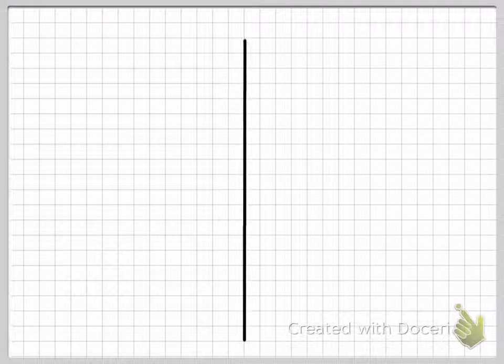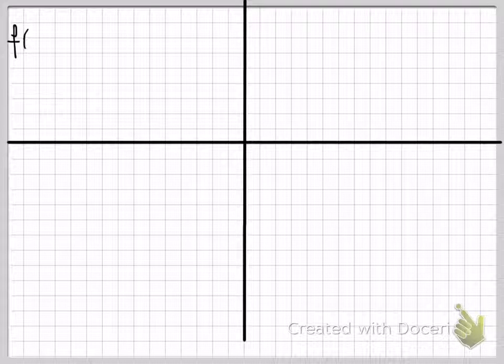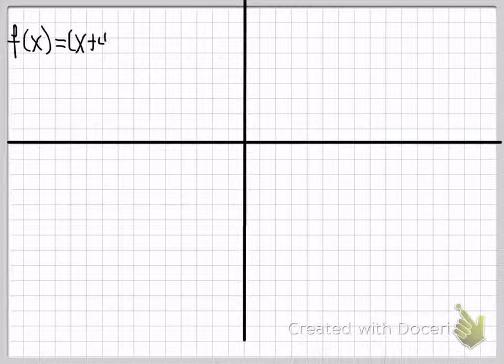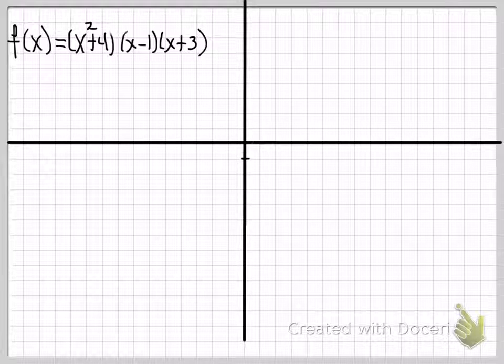Okay, so we're about ready to put everything in. So we're just going to write our function over here. F of x is equal to x squared plus 4 times x minus 1. Oops, we have the square in the wrong location. Where will we fix that? That's not where the square went. Right there on top of the x. Okay, now that's better. Okay, x squared plus 4, x minus 1, x plus 3.